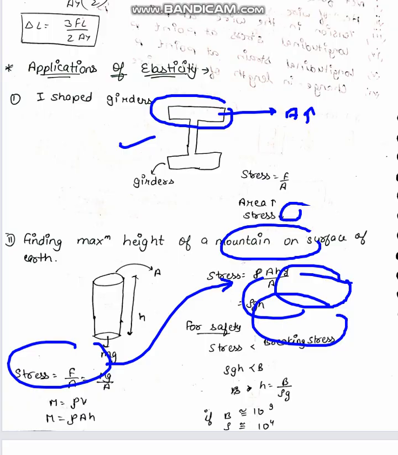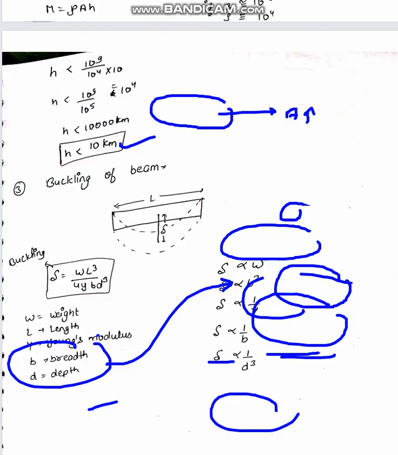Then we need to find a maximum height of a mountain. So suppose there is a mountain of height h, we can assume that to be approximately a cylinder of height h. We just calculate stress at the base. So for safety, that stress should be less than the breaking stress. And using that, we get the highest height as 10 kilometer, which is practically true, as the highest mountain in the world is perhaps Mount Everest with a height of 8848 meters, which is obviously less than 10 kilometer.